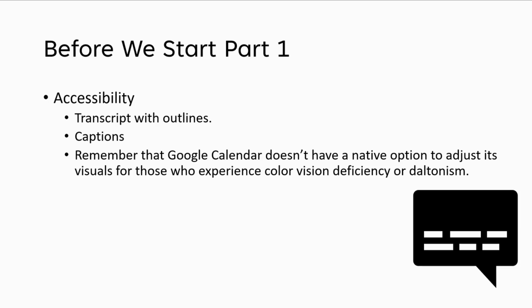The first one is that I wanted to talk about accessibility. This video includes a transcript with outlines and captions for those who may need it. Also, remember that Google Calendar doesn't have a native option to adjust its visuals for those who experience color vision deficiency or daltonism. So in that case, you will depend on whatever visual adjustment options your device includes. I also wanted to say that you're invited to use the transcript with outlines or the captions if that's your preference.